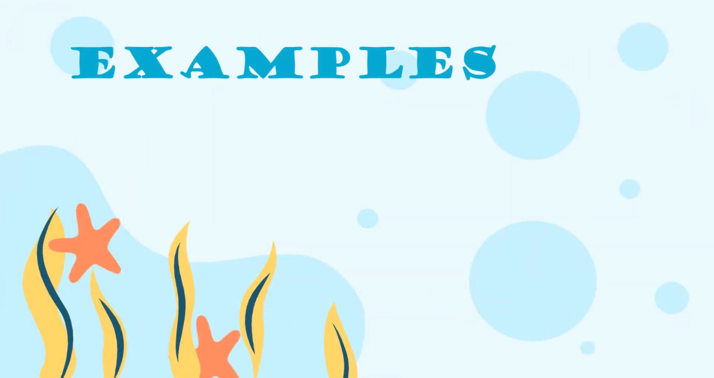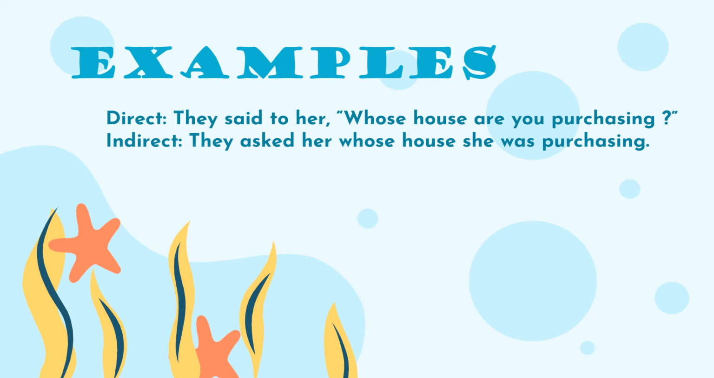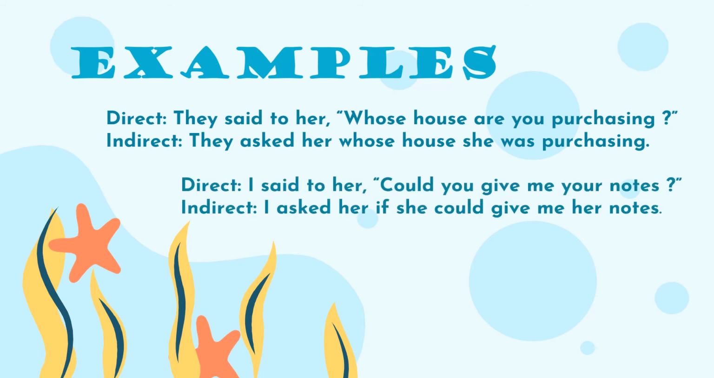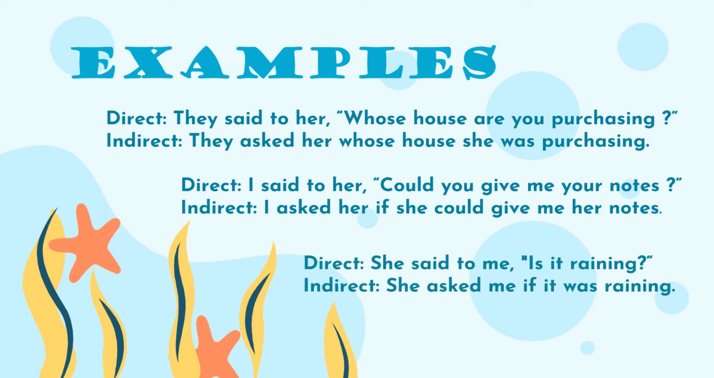Let's see some examples. They said to her, "Whose house are you purchasing?" They asked her whose house she was purchasing. I said to her, "Could you give me your notes?" I asked her if she could give me her notes. She said to me, "Is it raining?" She asked me if it was raining.